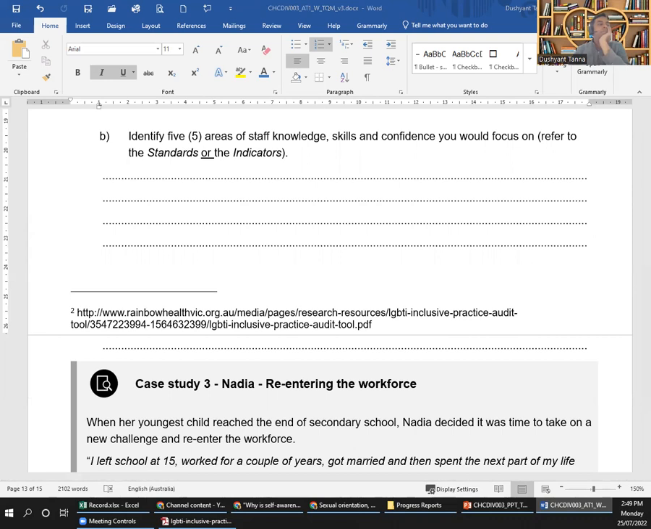Five areas of staff knowledge, skills, and confidence you would like to focus on. Again, any direct support, awareness about it, distributing any literature. Is staff confident about LGBTI policy? Again, any resources, send them for any PD, ask them to refer to any relevant legislation along with other things. Any questions?